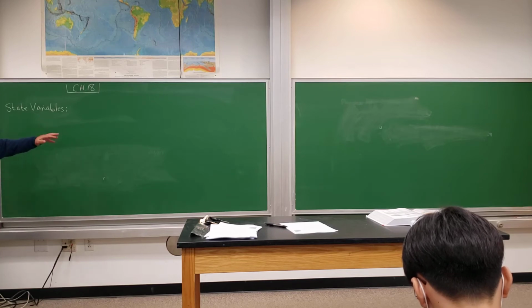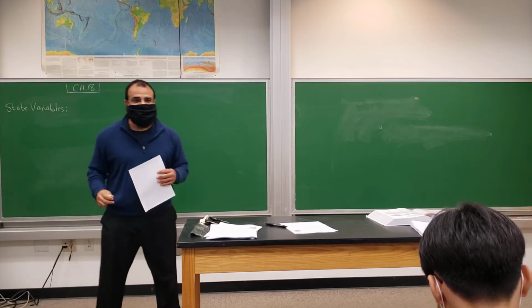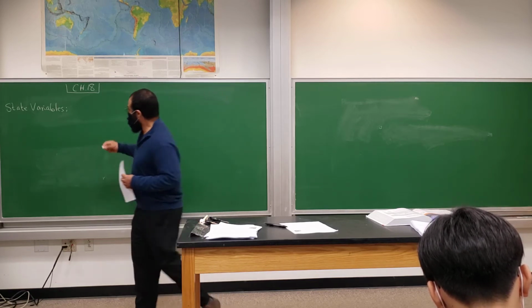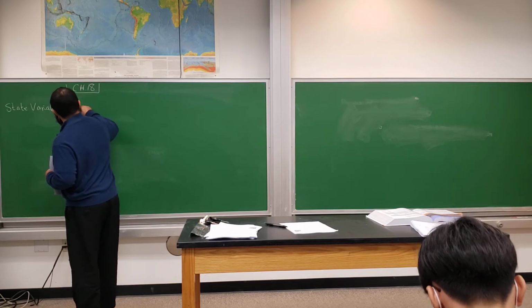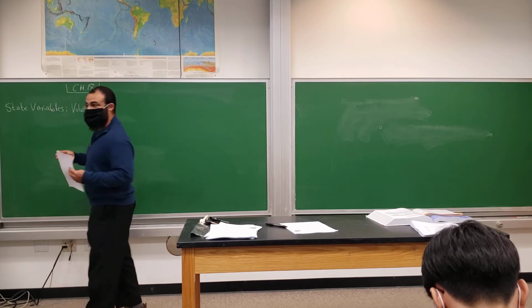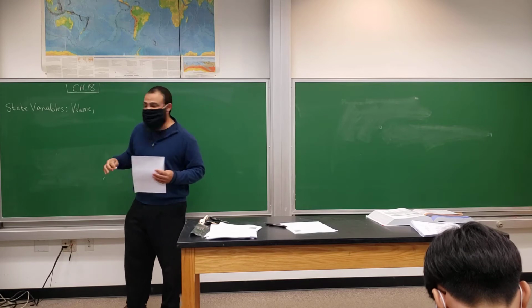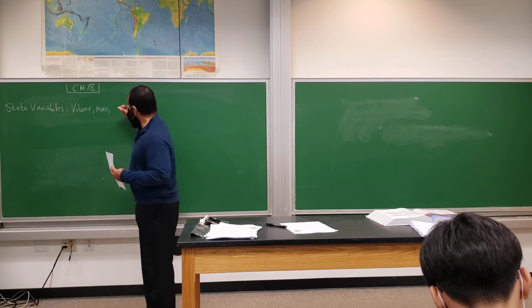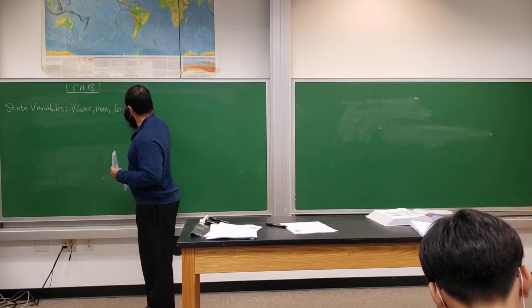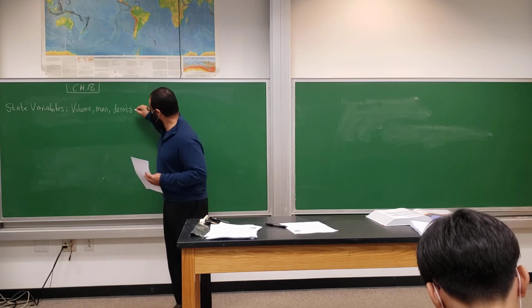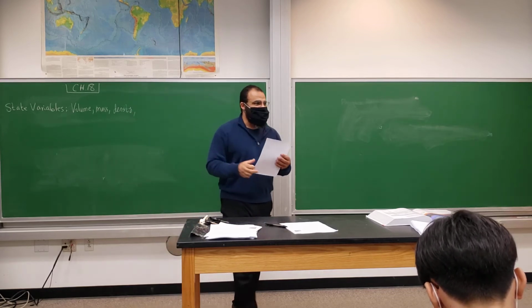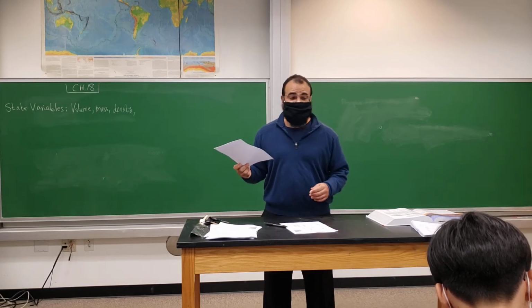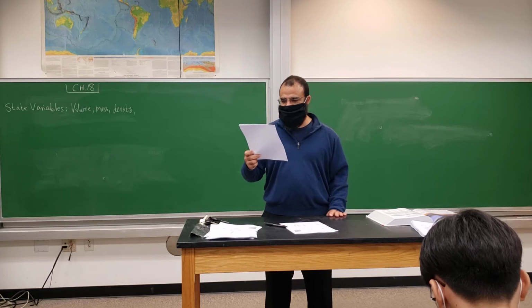So what would be a state variable? An example of a state variable you could think of. Yeah. Volume. Mass. Density. Pressure. Temperature. Yeah. And we will see different state variables. Another one will be entropy. Yeah, we'll talk about it.